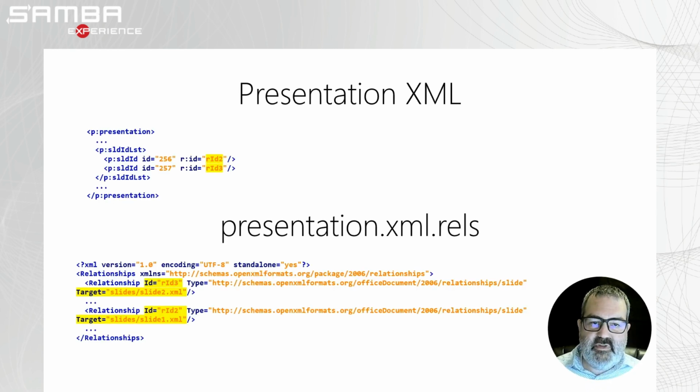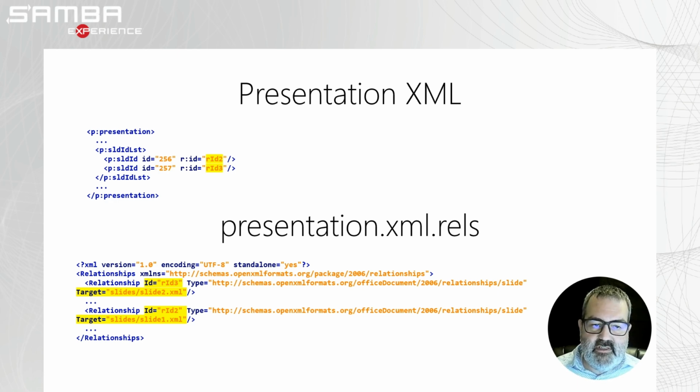The presentation part, for instance, is a key component of a PowerPoint file structure. After extracting the contents of the PPTX file, we can examine the XML of the presentation part, which includes a slide identifier list, or sldIdLst element, which in this particular example contains two slide IDs with an r:id property describing their relationship to a slide XML part.